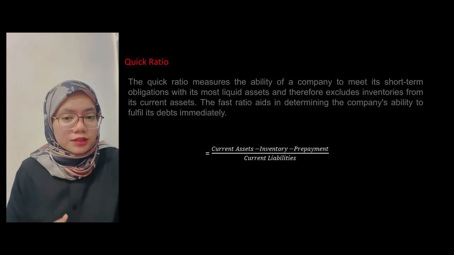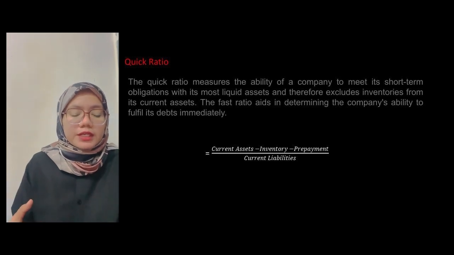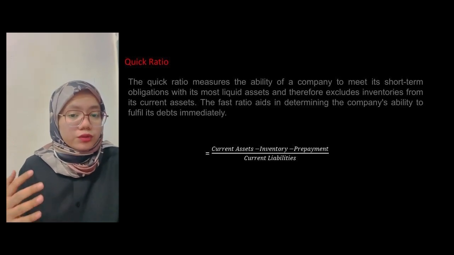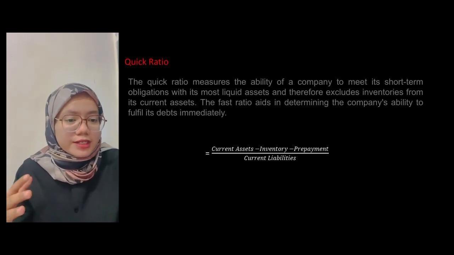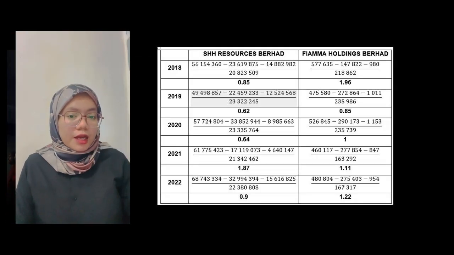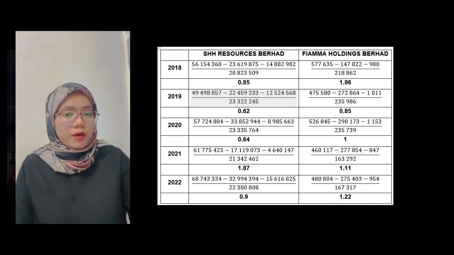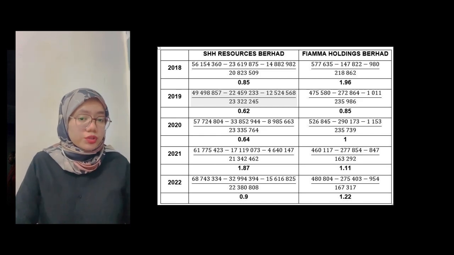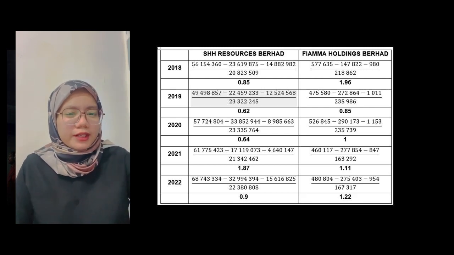Moving on, I will explain about quick ratio. Quick ratio measures the ability of the business to pay its short-term liabilities by having assets that are readily convertible into cash. How can we calculate quick ratio? Quick ratio can be calculated by deducting inventory from current assets first and dividing it by current liabilities. The numbers on the table in the slide are the quick ratios calculated for SHH Resources Berhad and Fiamma Holdings Berhad from year 2018 to year 2022. Let us move on to the bar graph to see it more clearly.